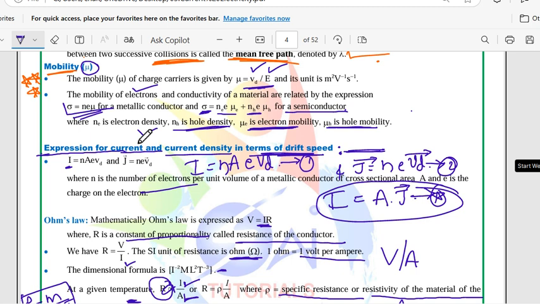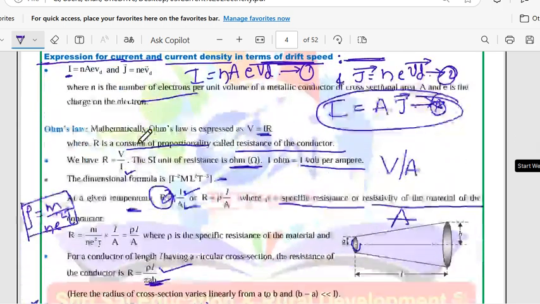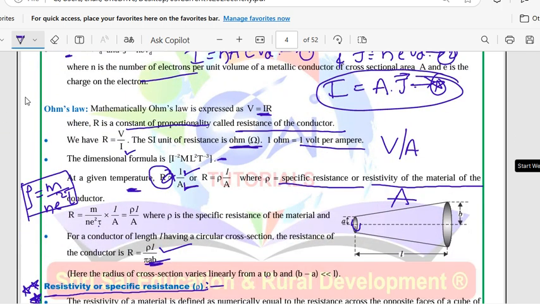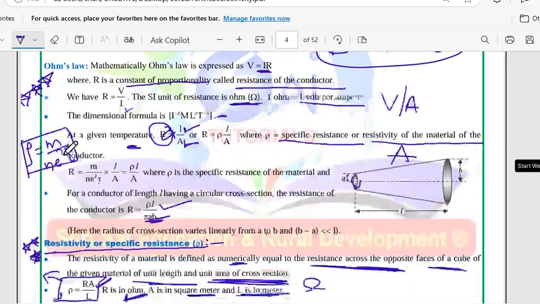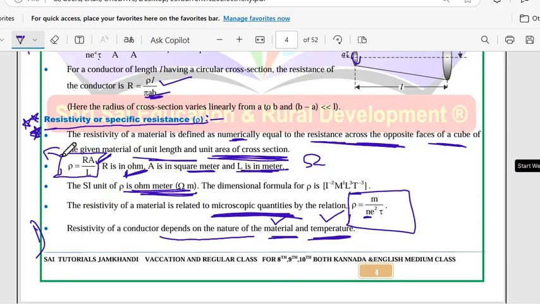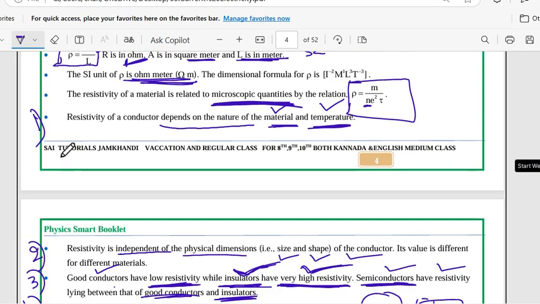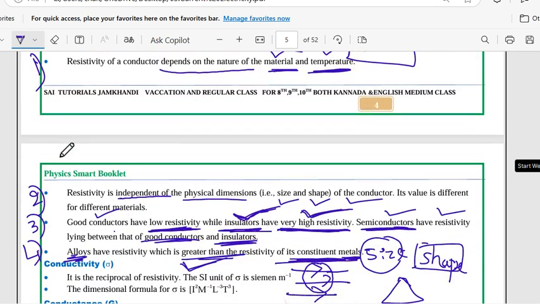Now, the expression for current and current density in terms of the drift velocity Vd, and how it varies, and also the most important concept for 5 marks, that is Ohm's law. They may ask for 3 marks, 2 marks, or 5 marks. We have discussed the important phenomena in Ohm's law, and in the case of resistance, how the resistivity or specific resistance, denoted by rho, comes in, and the factors related to that resistivity that we have learned in this session.